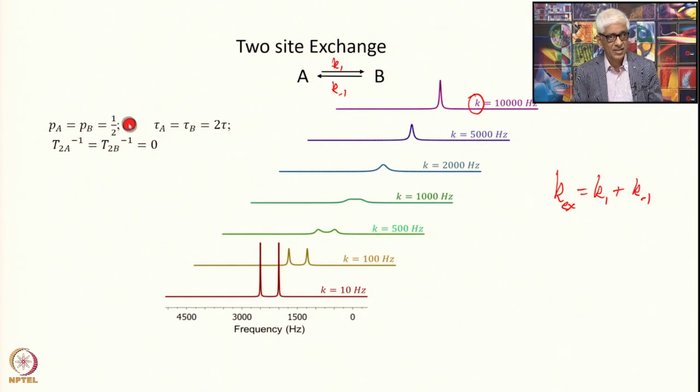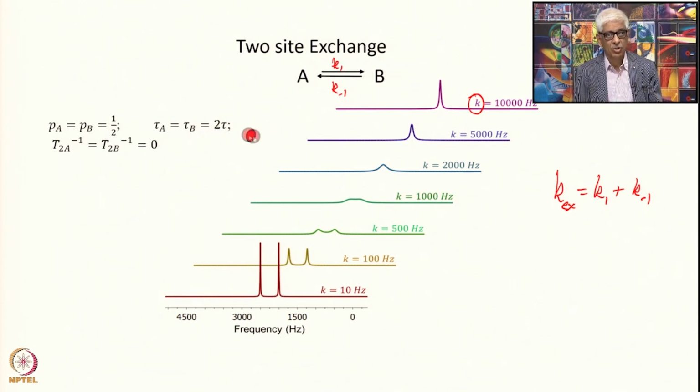That means these are the probabilities. The probabilities of meaning what? The populations are the same in both cases. And tau A and tau B, these are the lifetimes, the lifetimes of the individual states. So, lifetimes, if both are equal.